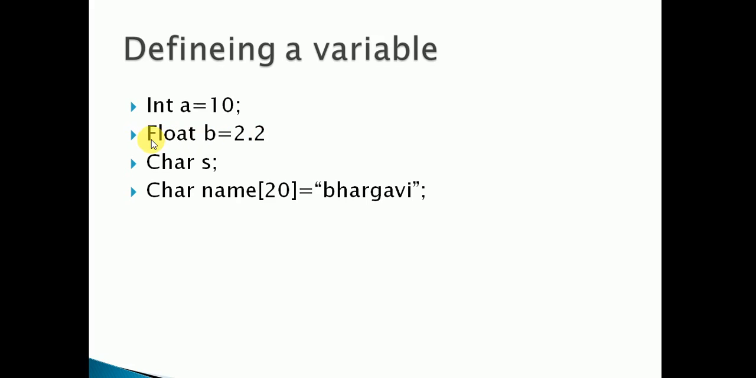Sorry for the inconvenience of these capital letters. All letters must be small letters only. Now char s can accept only a single character, and that will be stored in s. Whereas char name[20] means this name is a variable which contains characters up to 20. So this is the way of defining a variable.